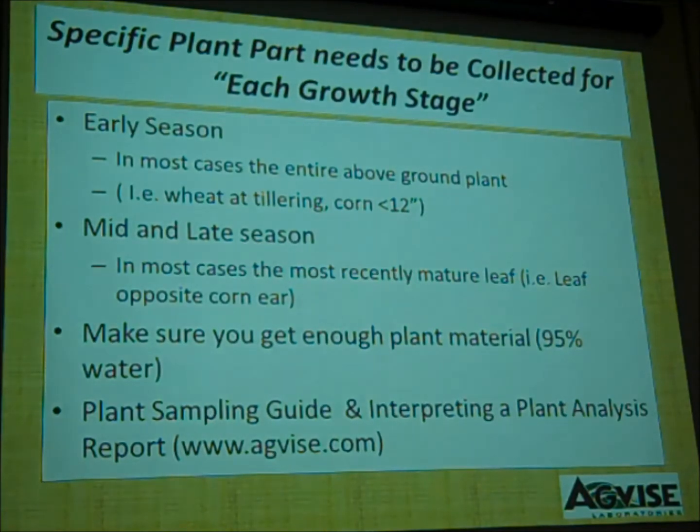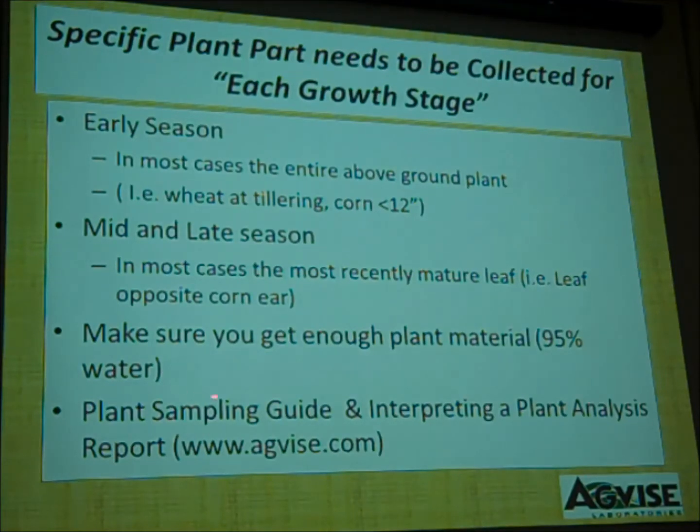But when you get to the middle of the season, generally it's a plant part. With corn it would be ear leaf, with small grain it would be flag leaf or the top leaves. And the other thing is, when we tell you we want 50 flag leaves, for example, on wheat, we need 50 not because that's a magic number, but because it gives us enough plant material once we dry it down to do the testing. That material is 90-95% water, so when we get it all dried down, there's not much left.